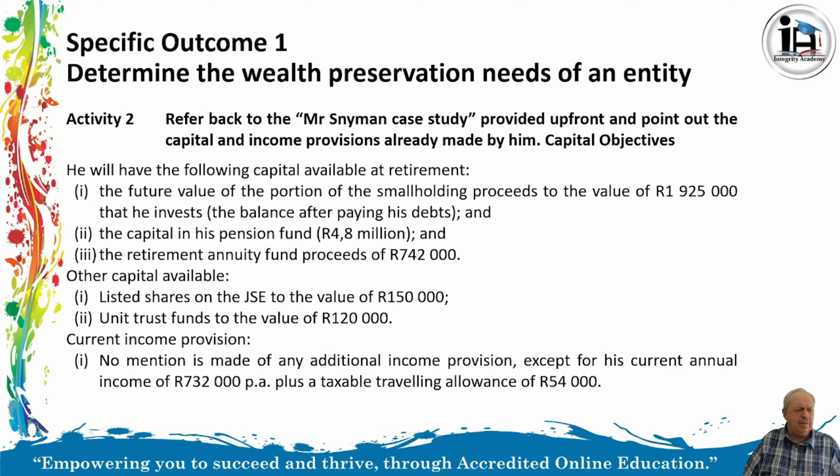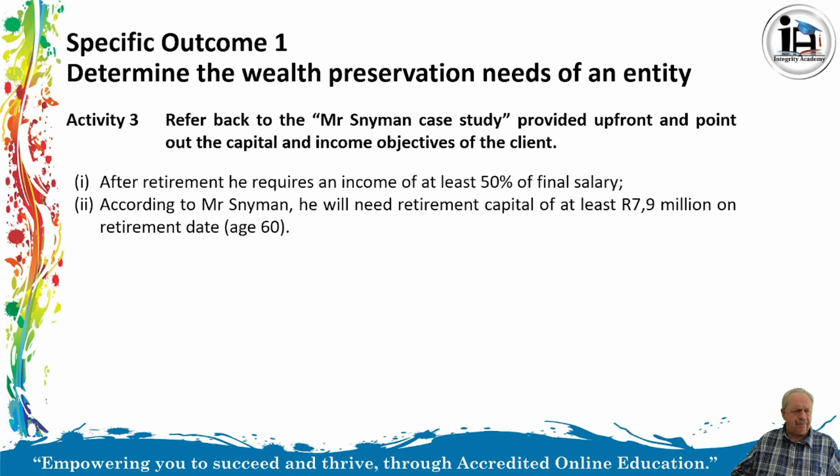The other capital available is listed shares on the Johannesburg Stock Exchange to the value currently of 150,000, unit trust funds to the value of 120,000, and his current income provision. He's made no mention of any additional income provisions like rental income etc., except for his current annual income that he's getting from the work that he's doing, which is 732,000 per annum. Plus, he's also receiving a traveling allowance of 54,000 per annum.